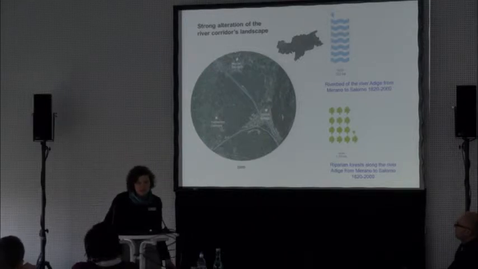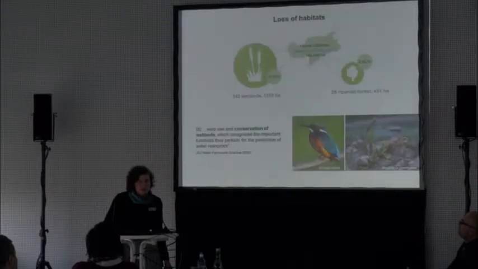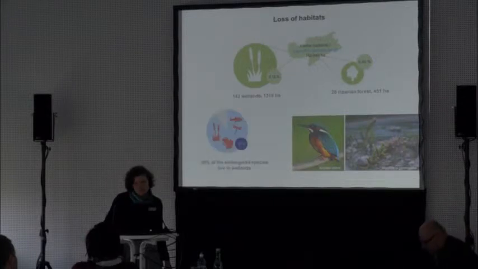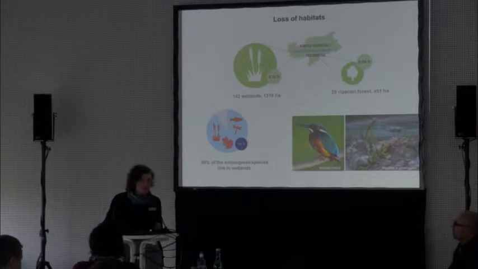And if we look at the numbers, it's also quite impressive. The riverbed has been reduced by 63%, and the riparian area even more. It has been reduced by 83%. And I think it's a quite alarming situation that we have not only in South Tyrol, and it's especially alarming when we think that 90% of the endangered species in South Tyrol live in wetlands. So that's why they're endangered, because of the loss of habitats. So I think it's clear that we have to act, and that's why we developed this development plan.